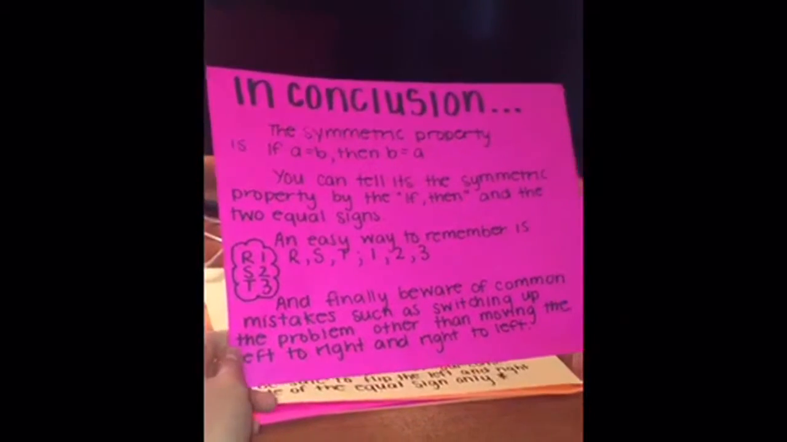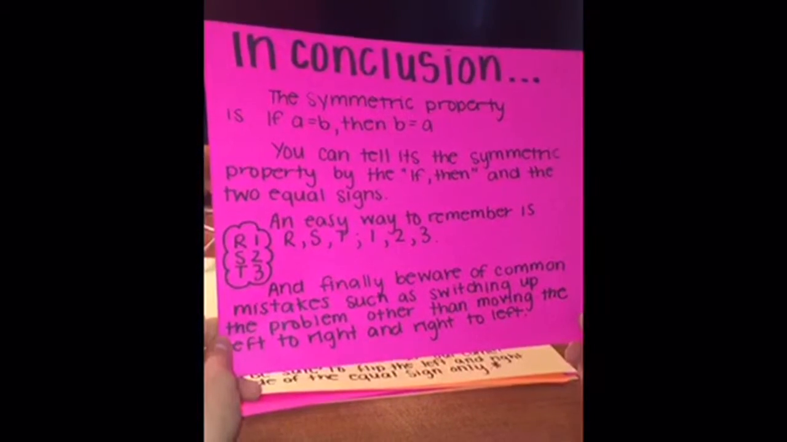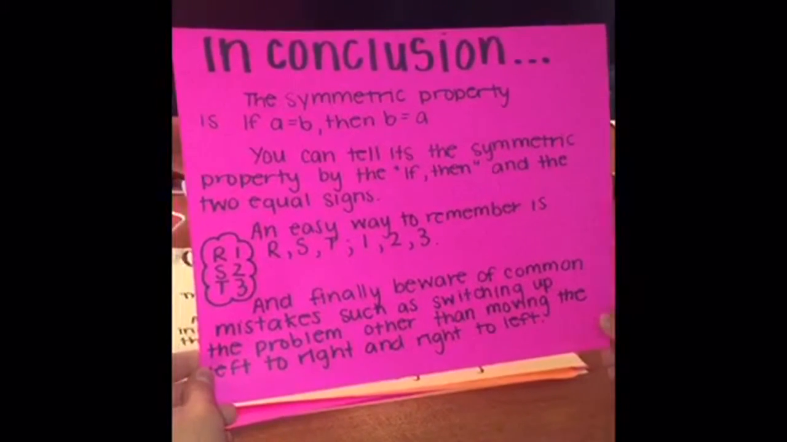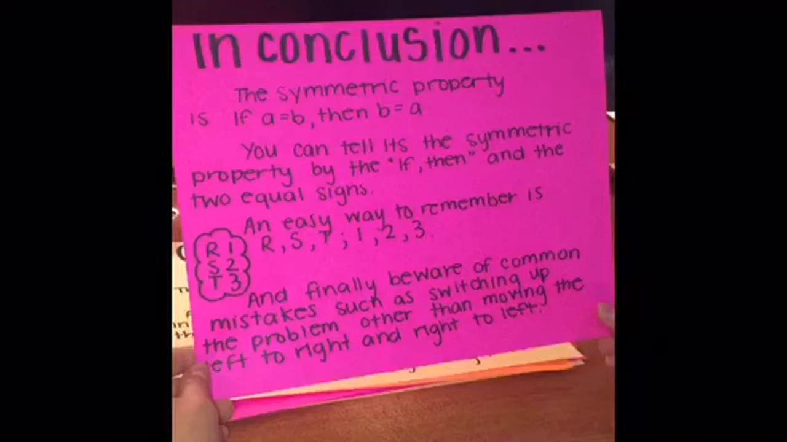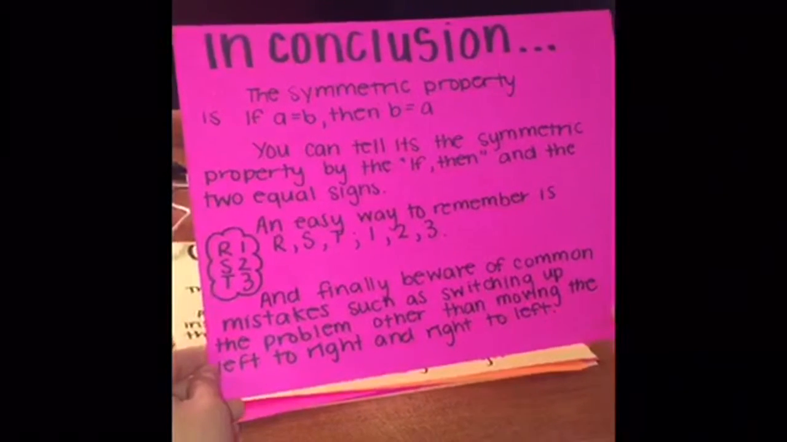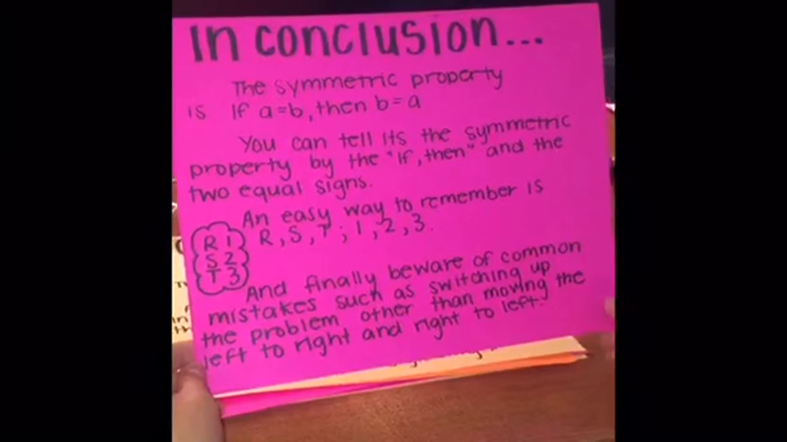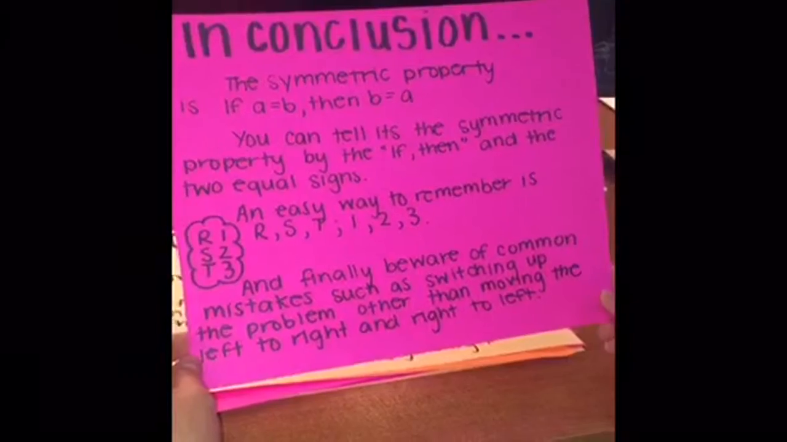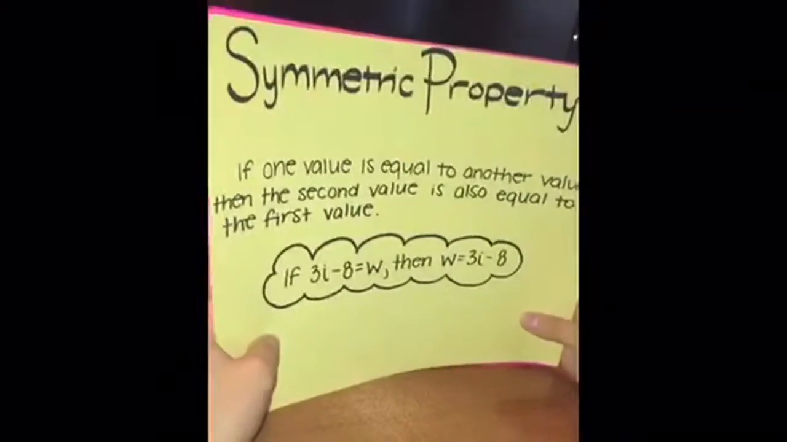In conclusion, the symmetric property is if A equals B, then B equals A. You can tell it's the symmetric property by the if, comma, then, and also by the two equal signs. An easy way to remember is RST 1, 2, 3. And finally, beware of common mistakes, such as switching up the problem other than moving the left to right and the right to left. And that's the symmetric property.